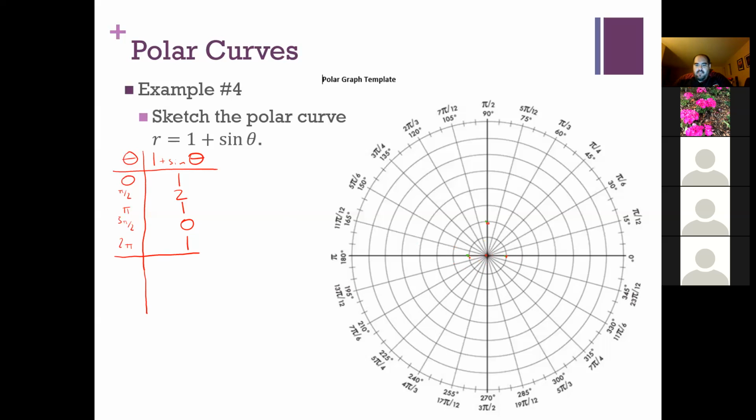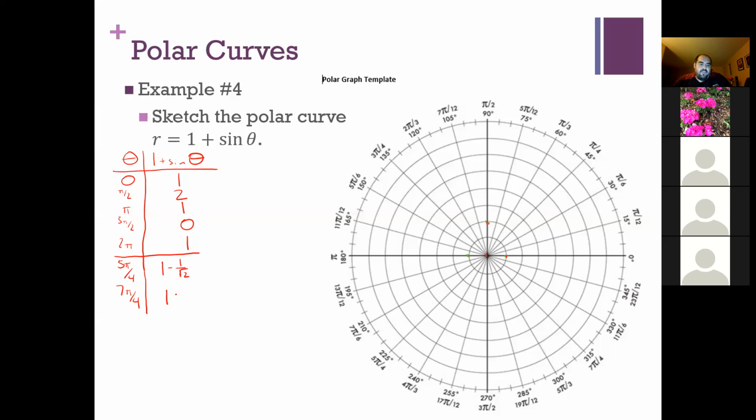Specifically, it looks like it's from pi to 2 pi that's causing difficulties. So let's throw a couple more points in there. Let's go halfway between pi and 3 pi over 2, so that'll be 5 pi over 4. And then we'll also go halfway between 3 pi over 2 and 2 pi. That'll be 7 pi over 4. Sine of 5 pi over 4 is negative 1 over radical 2. So 1 minus 1 over radical 2.